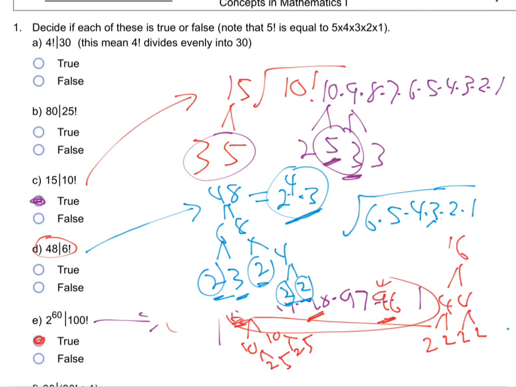Are there 4 2s in 6 factorial? Yes, because there's a 2. 4 has 2 2s, and there's another 2. There's 4 2s. And is there a 3? Yeah, right there. And there's 1 in the 6. We have plenty of 3s. So, yeah, it goes in. That one's also true.